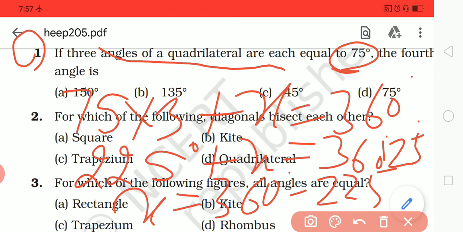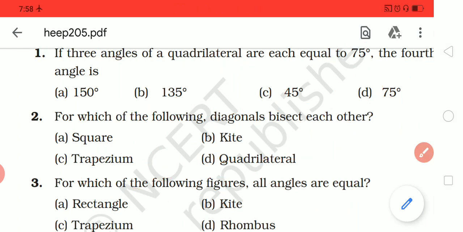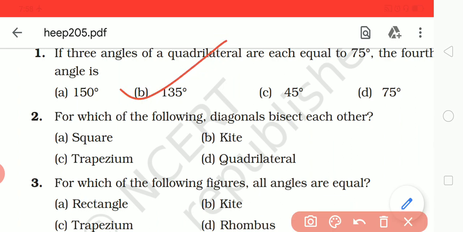So let us check again what went wrong here. 10 minus 5 is 5. Here is 5. 5 minus 2 is 3. I'm sorry. This is 135 degrees. So this is B option.